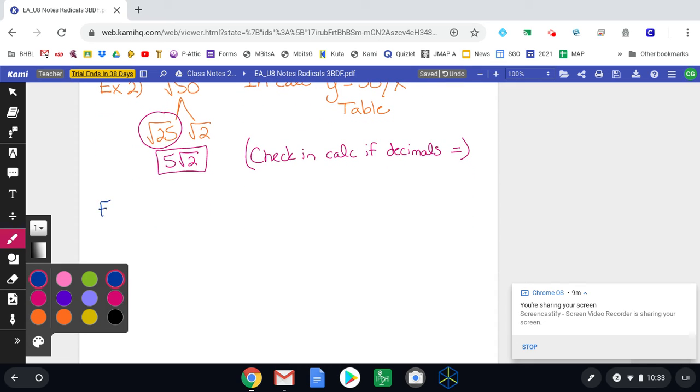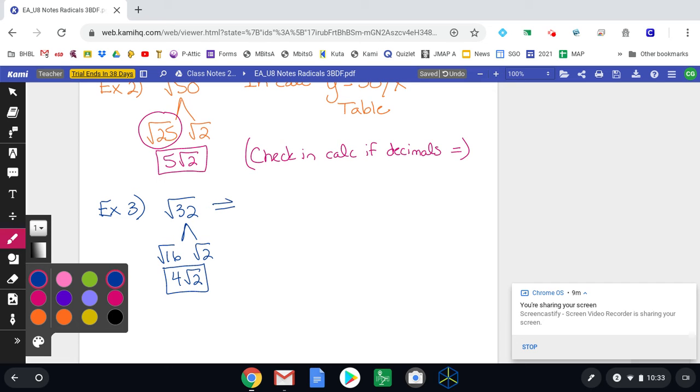All right, let's try a third one. Let's say I give you radical 32. So I'm looking for the biggest perfect square that goes into 32. All right, so that's going to be radical 16 times radical 2. So my answer is 4 radical 2.